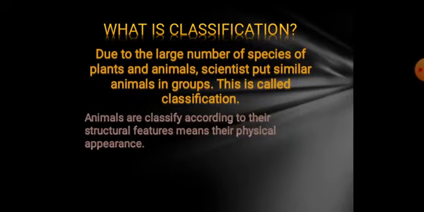First of all, what is classification? Due to the large number of species of plants and animals, scientists put similar animals in groups. This is called classification. Animals are classified according to their structural features, means their physical appearance.